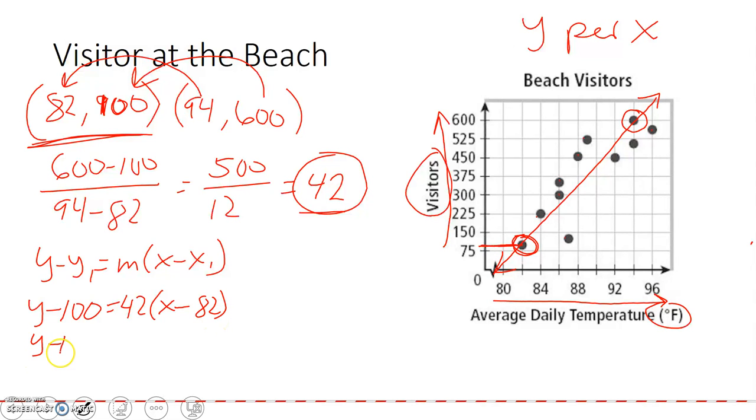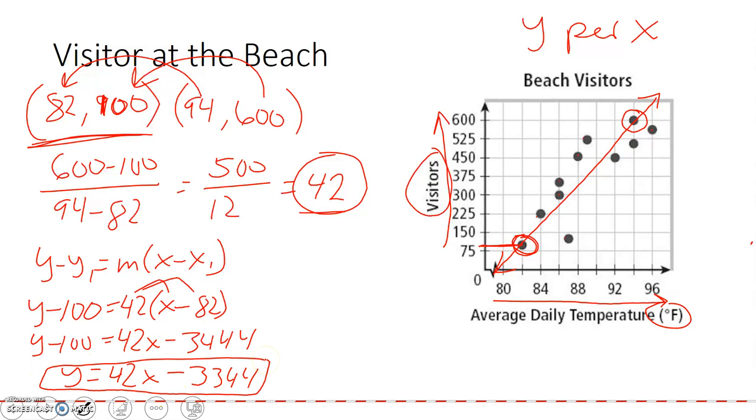So I'm going to have y minus 100 equals, if I distribute the 42, it's going to be 42x minus, I'm going to take 42 times 82, that's minus 3,444. So then if I add 100 to both sides, I'll get y equals 42x minus 3,344.